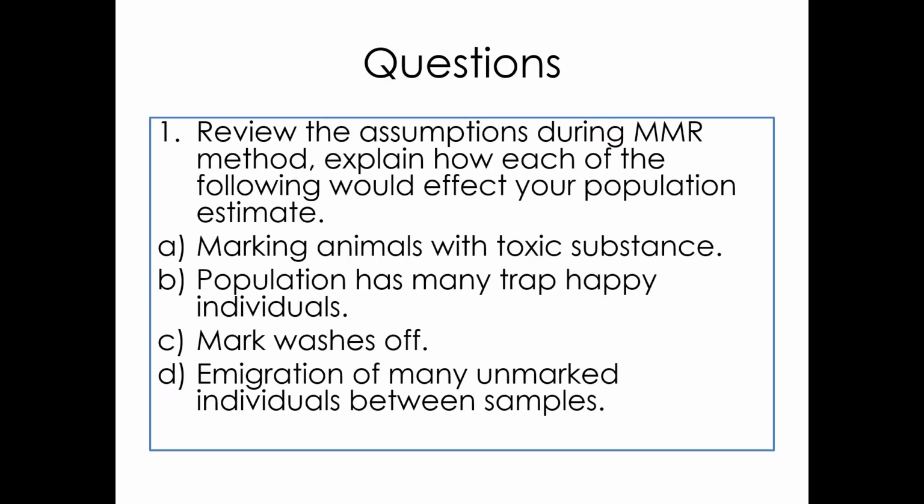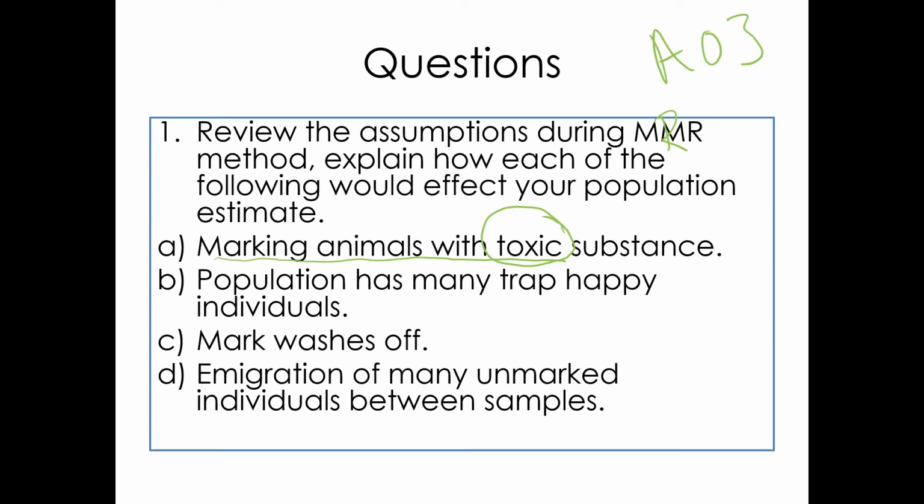Okay, so what I want us to do now is to think about applying our assumptions to AO3. The examiner tells us another scientist has used the mark, release, recapture method, and the following has happened. When they marked their animals, a toxic substance was used. What impact would that have on the population estimate? Well, let's have a think.